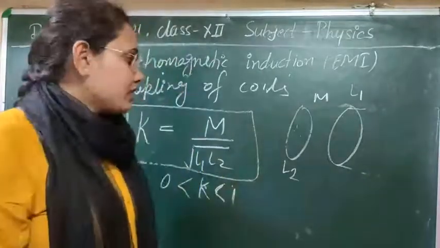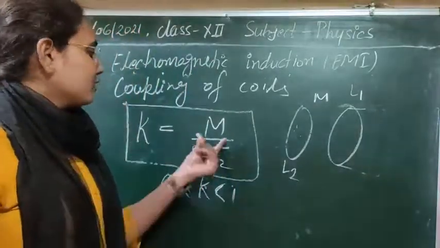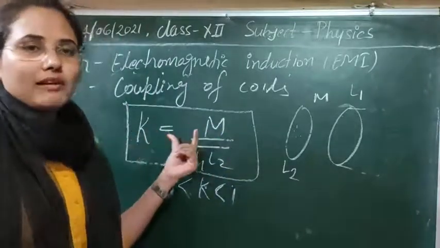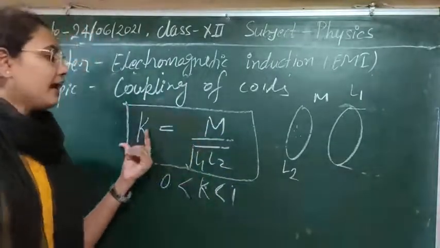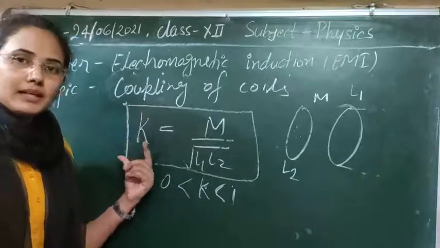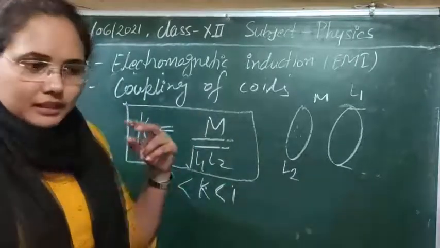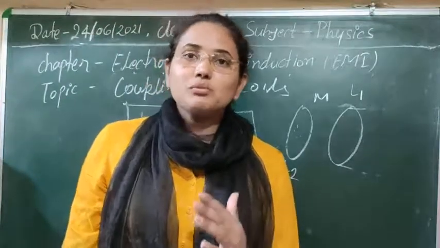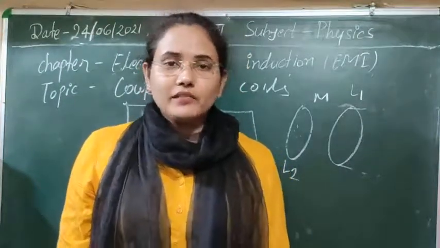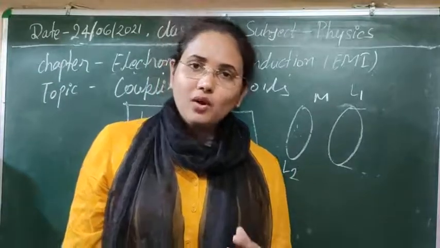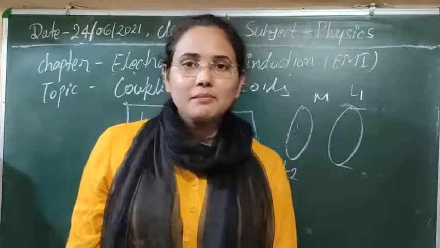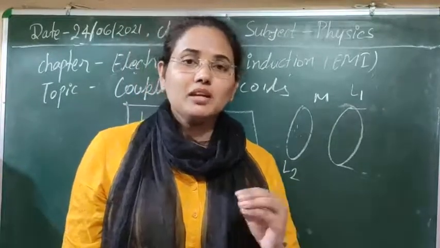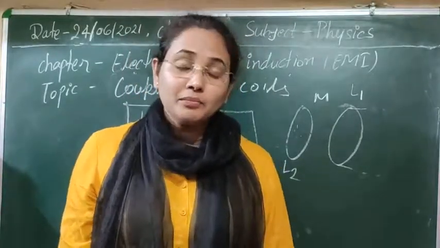Or you can also say that for k equal to 1, this value of M will be maximum. For k equal to 0, M will be 0. So exactly, you can say that the coefficient of coupling tells us the effect of the mutual induction, meaning how much mutual induction we will get if k is known for any of the coils or their relationship. Then it can provide you information about the maximum mutual induction that you are obtaining.